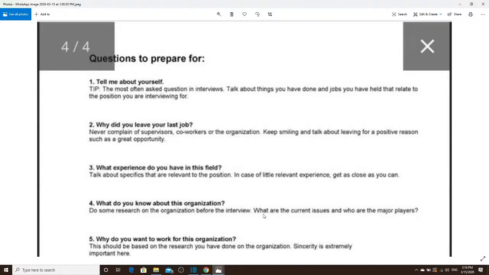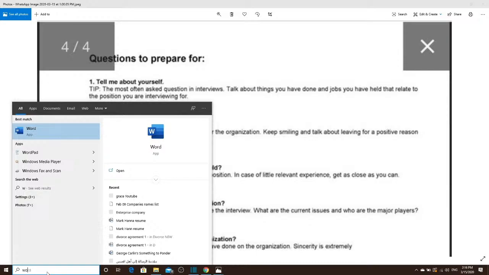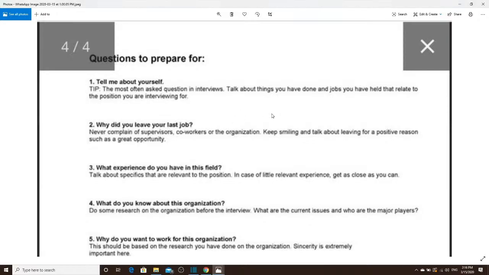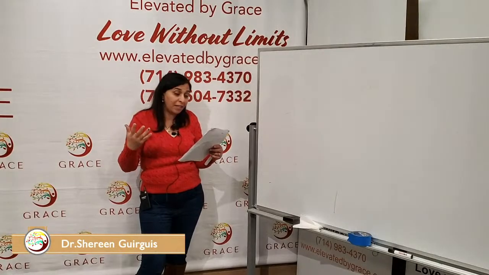Number one, tell me about yourself. This is the first question that you'll get asked by your manager or your interviewer. Tell me about yourself. The most often asked question in interviews. Talk about things you have done and jobs you have held and relate to the position you are interviewing for.